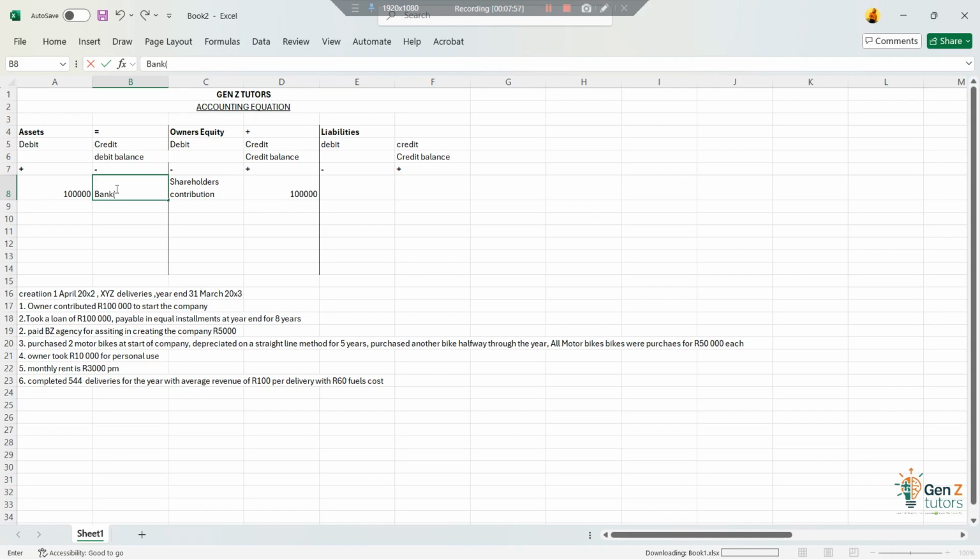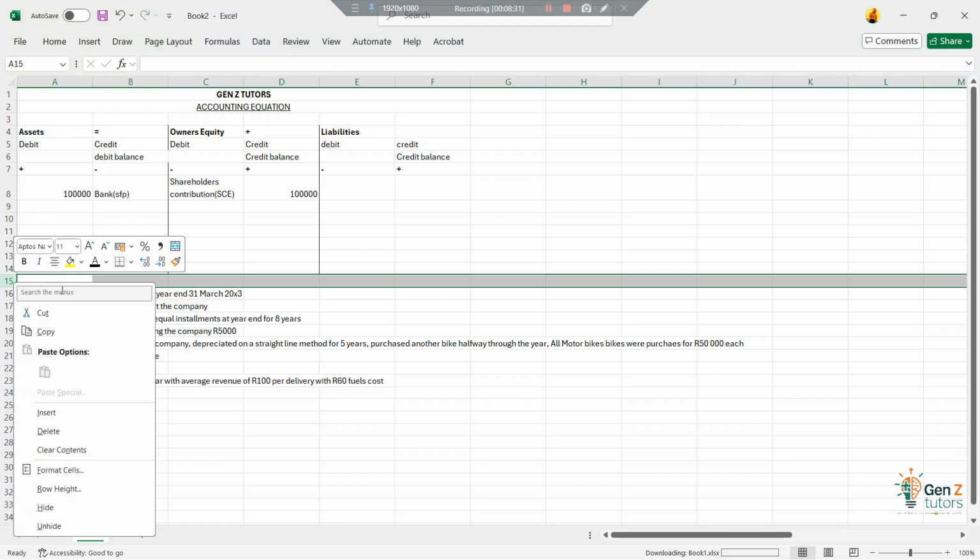And then also, for a good note, always make sure that you understand that these items, your bank, will always go to your statement of financial position, and then your shareholders contribution will always go into your statement of changes in equity. Just as a side note, always insert that in your head. Always know that, right? So now we credited what? Owner's equity and debited our assets. So it means that our accounting equation is still balancing at this point in time.